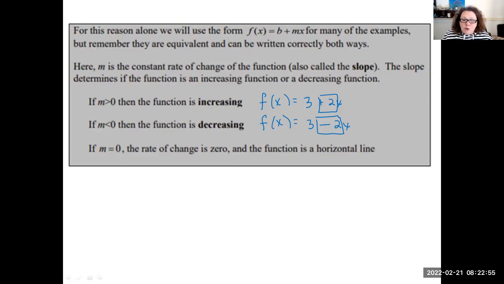And an example of a horizontal line is when f of x is equal to 3. There's no rate of change, and there's no place to plug in an independent value, your x, because it doesn't matter. It's always 3.